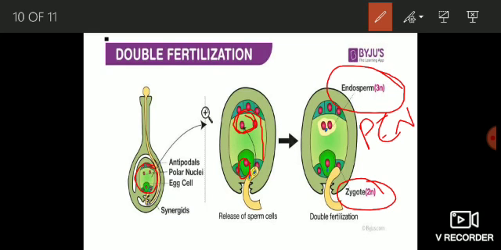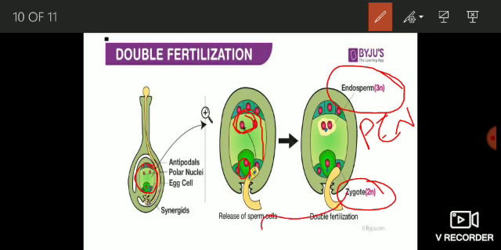So this occurrence of two types of fertilization, one sperm fusing with the egg and resulting in the formation of a zygote, and another male gamete fusing with the secondary nucleus and resulting in the formation of a triploid nucleus, which is known as the primary endosperm nucleus, is known as double fertilization, and double fertilization is unique only to angiosperms. It is not present anywhere in the plant kingdom except angiosperms.